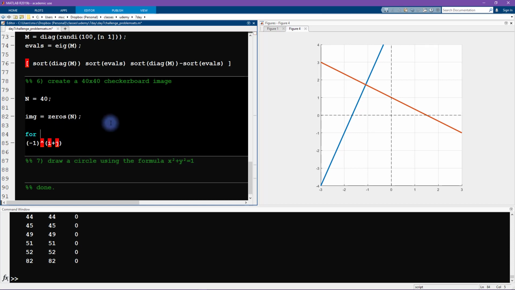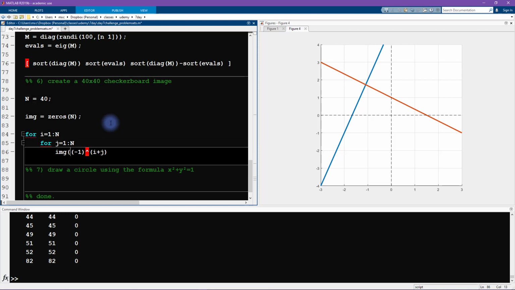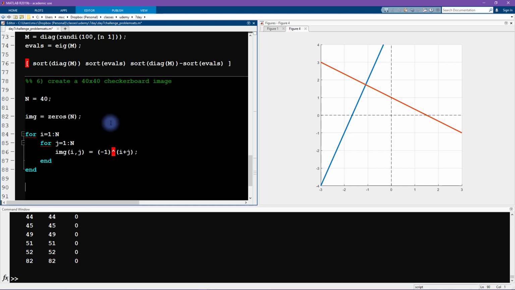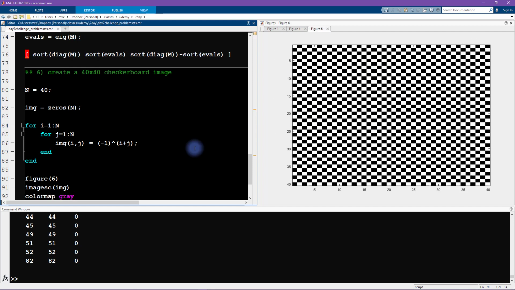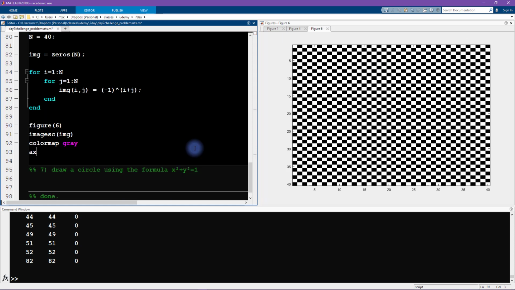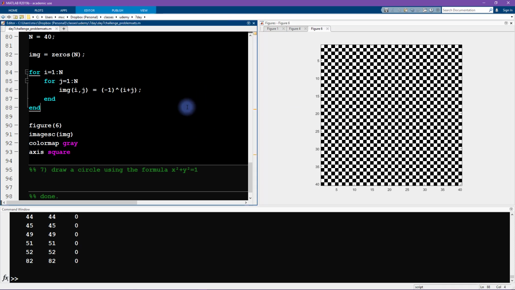All right, so let's see. I'm going to create a double for loop. So for i equals 1 to n, and for j equals 1 to n, and then we say that the ith, jth element is equal to this formula. And then, let's see, I'll put this in figure 6. And let's say imagesc the image, and I'm going to set the color map to be gray. All right, so there you go. I'm going to make this actually a square axis, axis square. All right, so that is the solution to this problem.